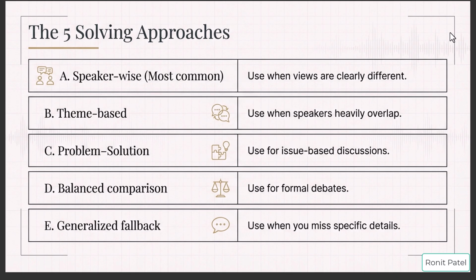Fourth is balanced comparison. Best for formal debates. The structure focuses on contrasting viewpoints and balanced reporting. And the last one is generalized fallback. This is your emergency strategy. You can use it when you miss specific details. It allows you to still produce a structured summary without panic. This is going to be your last resort. Don't try to use it every time. For most PTE candidates, master speaker wise first, learn theme based second, and keep fallback as backup.